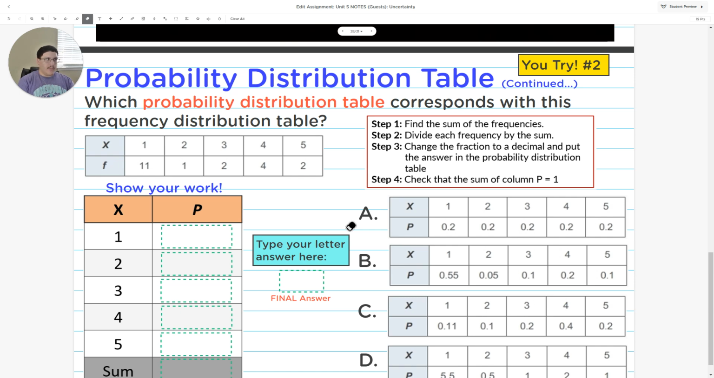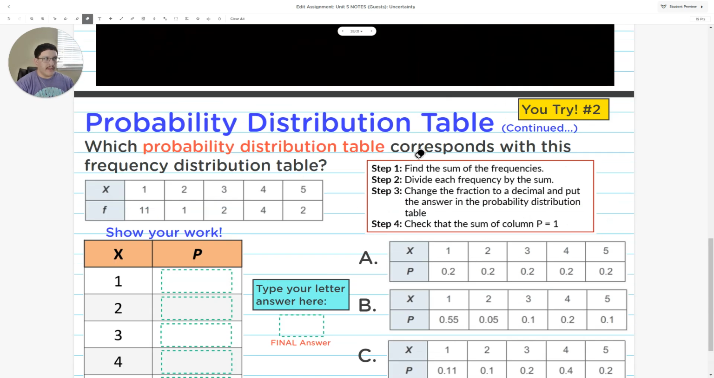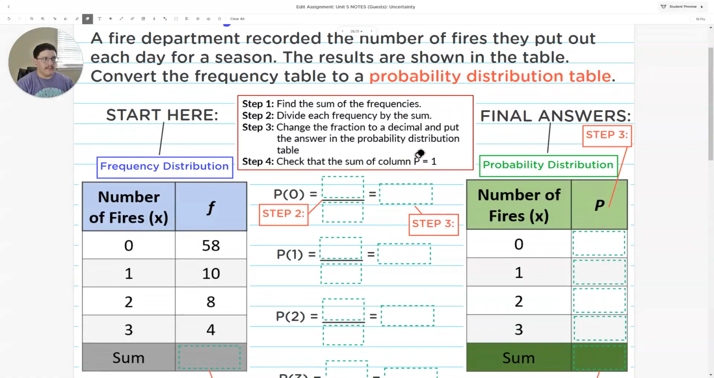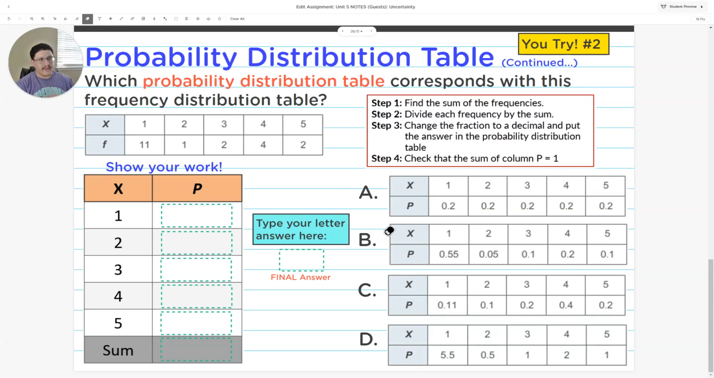Okay, another example. You Try number 2. Which probability distribution table corresponds with this frequency distribution table? So, here's the frequency distribution table. See if you can work everything on your own using the steps that we did in the previous You Try number 1. And then choose the correct letter answer, and type your answer right here. Show your work if you can.